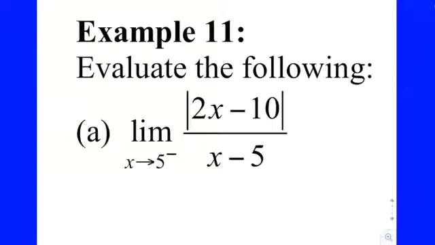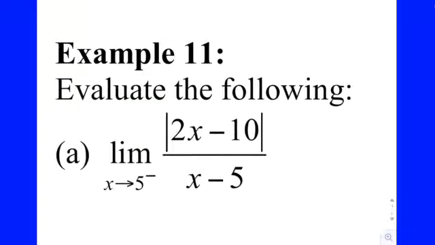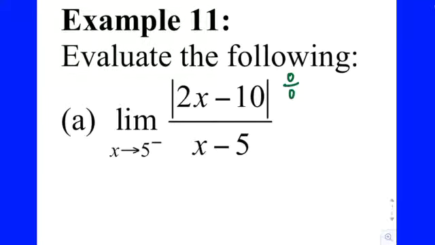Okay, oh boy, look at that. We got the limit as x goes to 5 from the left. I've got an absolute value of a linear function over a linear function. That kind of looks salty, doesn't it? Or jumpy. Let's try direct substitution. You plug in a 5 and you get 10 minus 10, that's 0, over 5 minus 5 is 0. So here's what we know. This is actually a transformation of Jumpman.